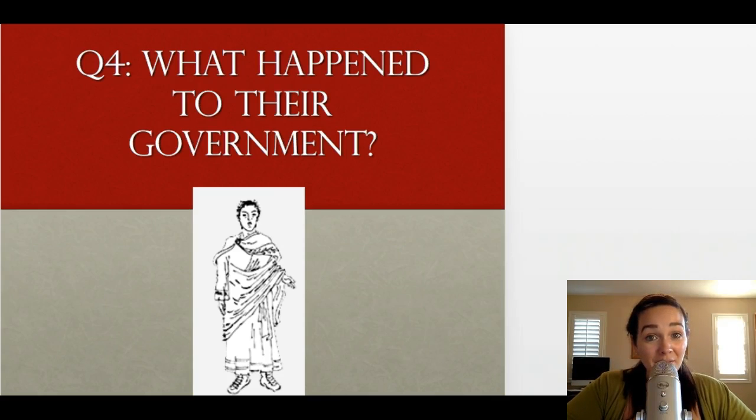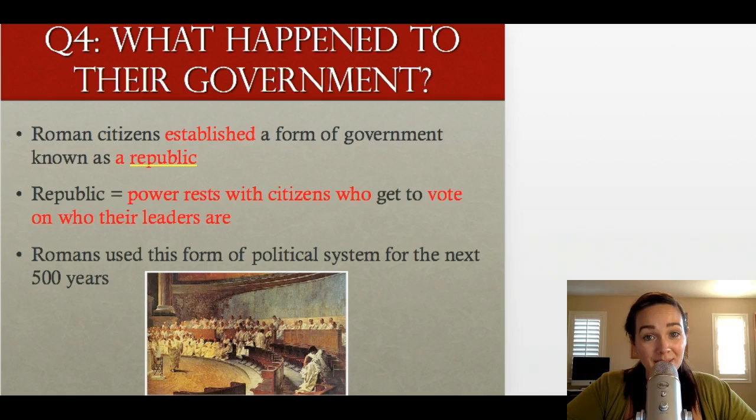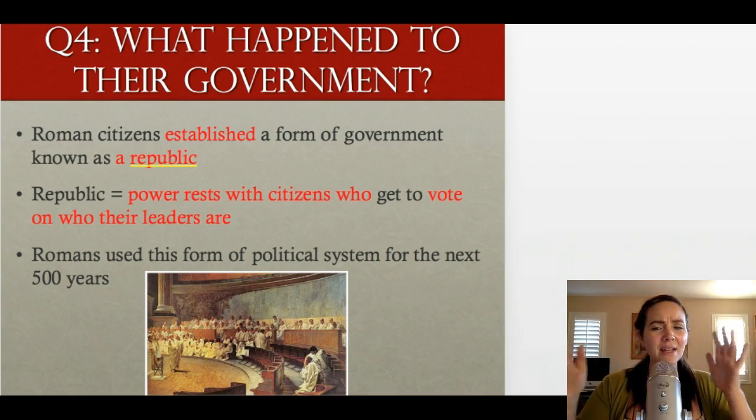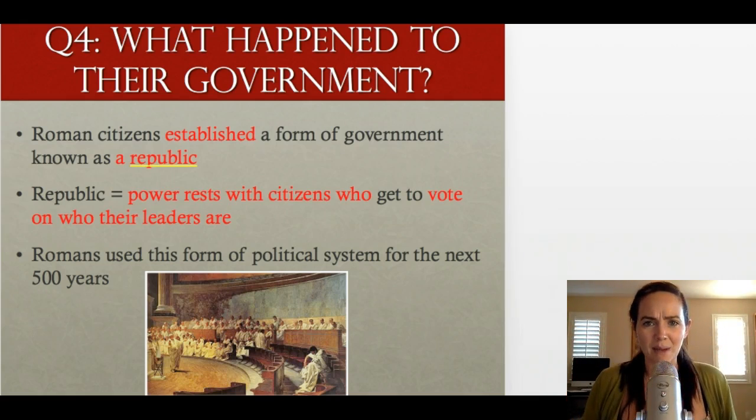What happens to their government? Well, they know they don't want a kingdom system anymore. So what they decide to do is establish a form of government known as a republic. Okay? They want to be able to have voting power. They get to vote for who their leaders are when they use a republic system. And this way they have some kind of control over who's heading them up. And they don't want another Tarquin situation on their hands, right? So they end up establishing a republic.